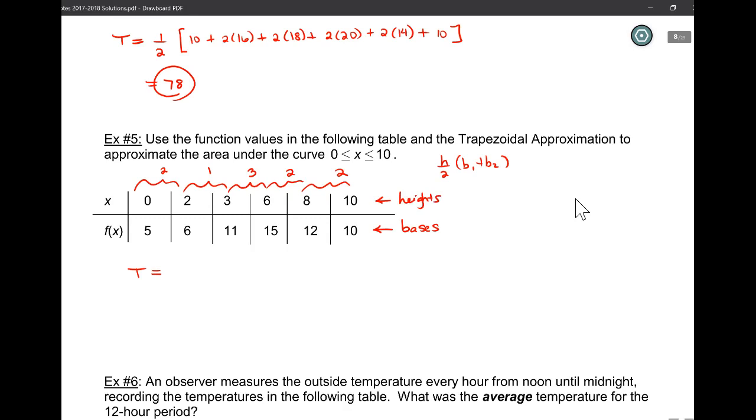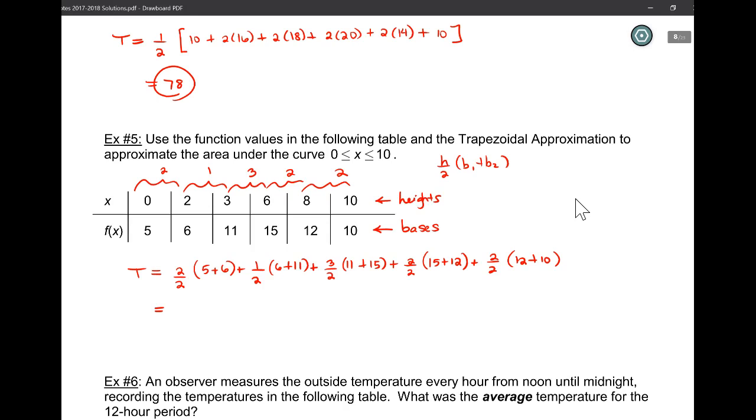So the first height is 2, so we have 2 over 2. Base 1 is 5, base 2 is 6. Plus, next one is height of 1 over 2, and then 6 plus 11. Next height is 3, so 3 over 2, and then it's 11 plus 15, plus, and then it's 6 to 8, so that's 2 over 2, 15 plus 12, plus 2 over 2, and then 12 plus 10. So we're going to add all that up.